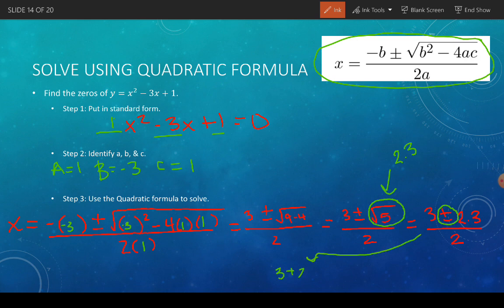Our first equation is going to be 3 plus 2.3 divided by 2. And our second equation is going to be 3 minus 2.3 divided by 2. Okay. And our answers to both of these separate equations are going to be our zeros. So this first one is 2.65. And this one here is 0.35. Okay, so the zeros of the quadratic y equals x squared minus 3x plus 1 is 2.65 and 0.35.